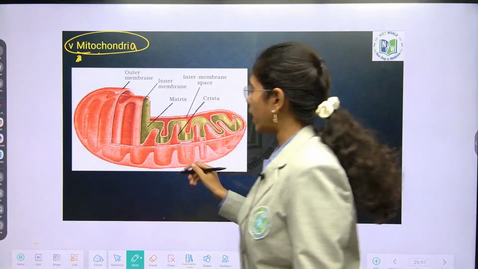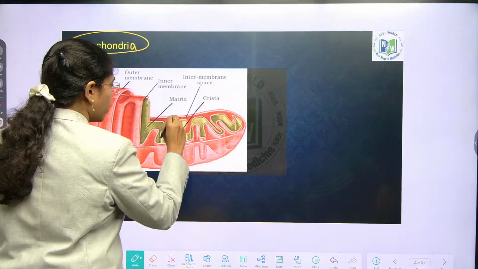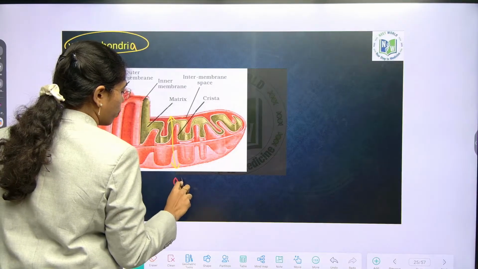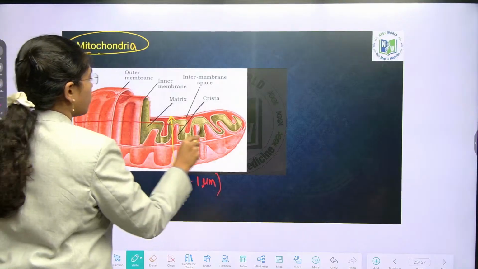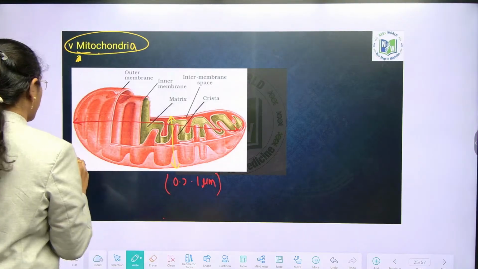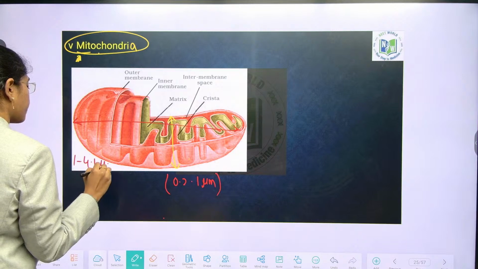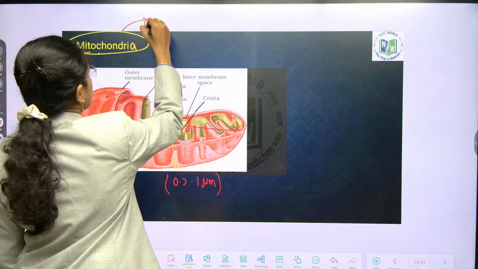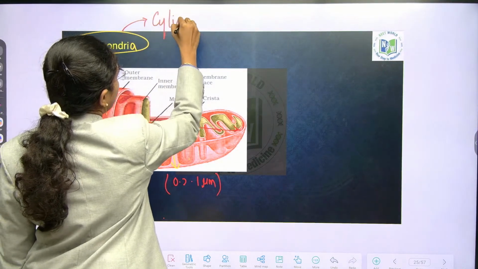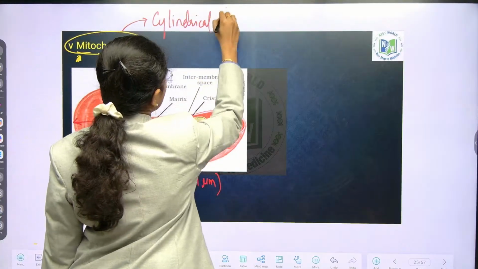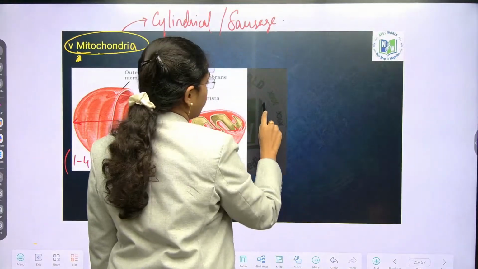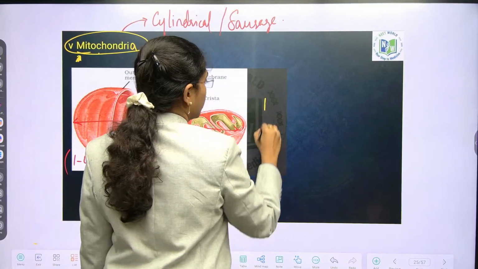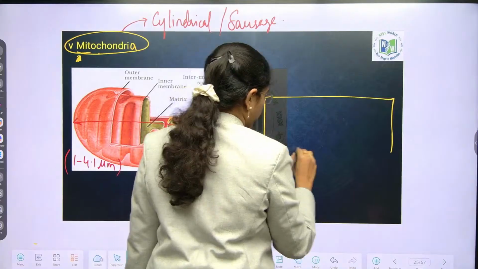Go through that. The diameter will be from 0.2 to 1 micrometer, and the length will be from 1 to 4.1. What shape is it? Cylindrical or sausage shaped. For your basic understanding, let me draw a cartoon structure of mitochondria.